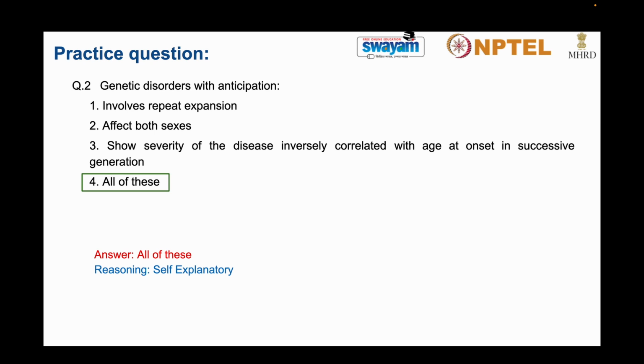So in successive generations, the disease onset will be quicker. It will begin at a lesser age and will be more severe. This line says that severity is inversely correlated with age, so if the age is less, then the severity will be high, and that will be in successive generations. This is all about genetic disorders with anticipation. Now let's move to the next question.